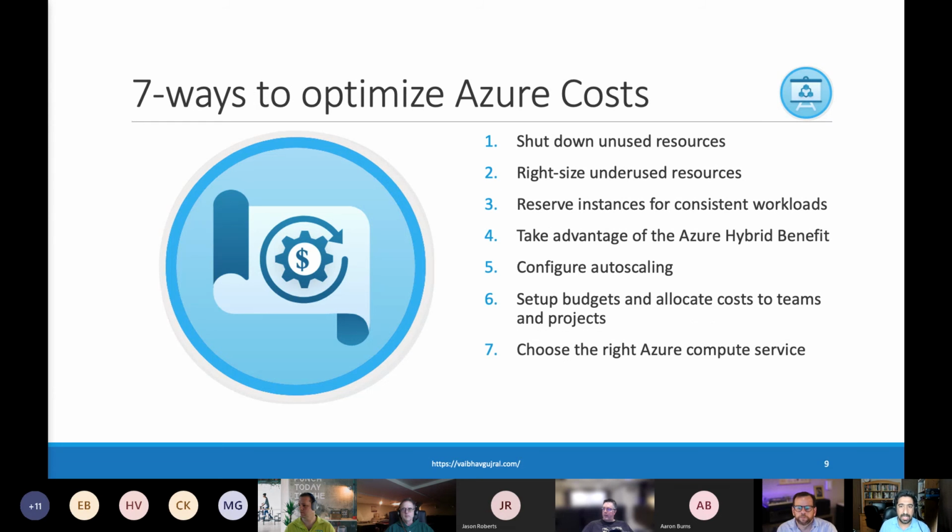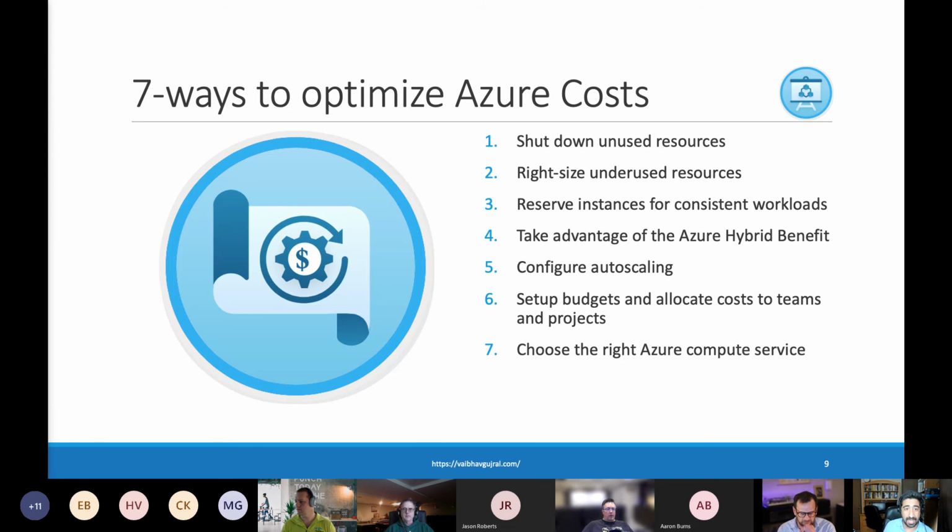Here are some of the quick ways you can actually improvise on your cloud spend. Most of them are self-explanatory. I will just read out one by one. The first one is around shutting down the resources which are unused. Always remember that you are billed for what you provision in Azure, regardless of the usage.